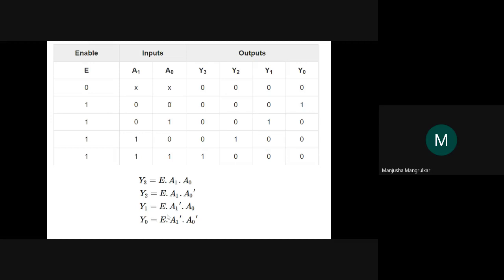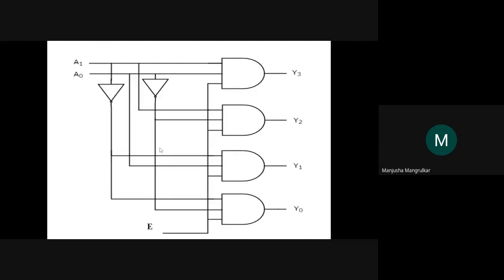Now here all are AND gates, so here we'll use three-input AND gates. Here the complement, so the A0 signal will get complemented over there, and here the A1 signal will get complemented, A1 and A0. So logically you have to design your circuit using the A0 complement and A1 complement, using your equations. And this is the enable equation E, right?